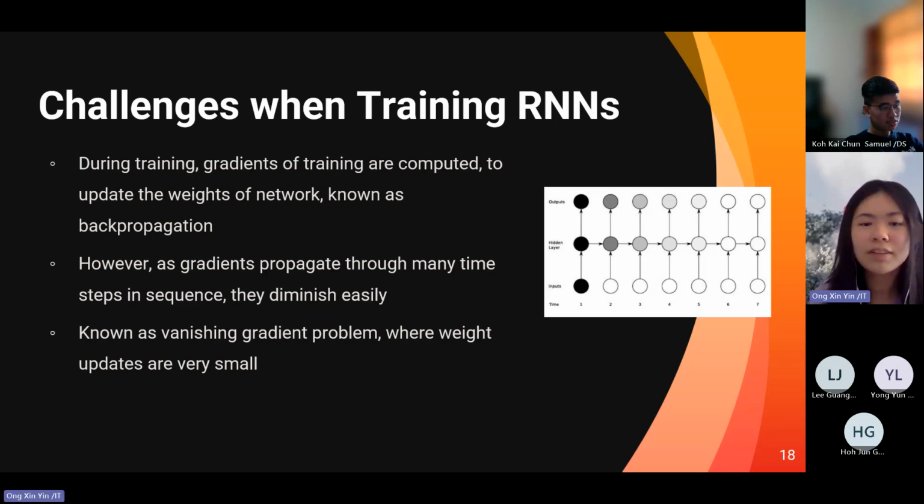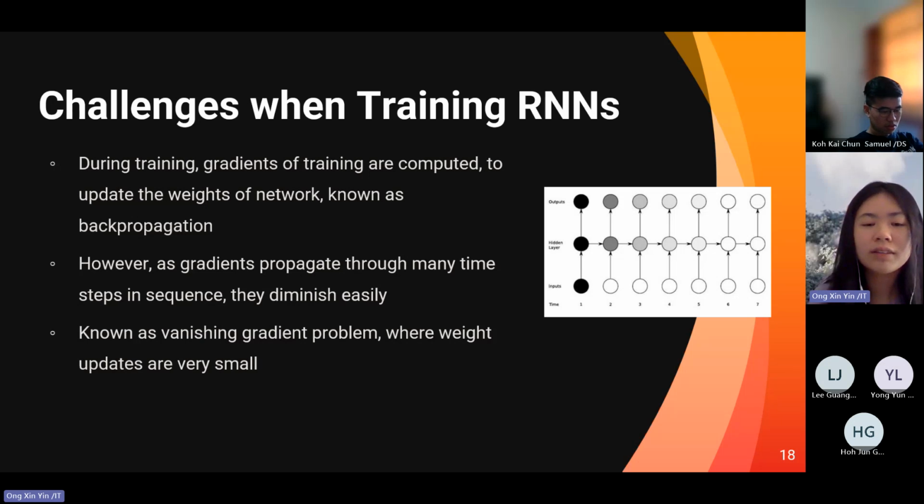Okay, so now we'll talk about the challenges when training a recurrent neural network. During training, the network learns by adjusting its weights based on the error or loss between its prediction and actual targets. This process involves computing gradients through a technique called backpropagation, which essentially guides the network on how to adjust its weights to improve performance.